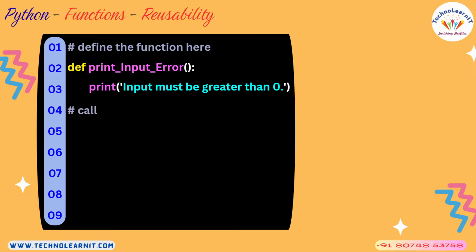And it has one statement here, which is print input must be greater than 0. Okay. It has some output statement. Now, just writing the function is not enough. If you just write the function, it's not going to execute by itself. What you need to do to execute the body of a function is you need to make a call to that function. To call that function, you have to just mention the name of the function.